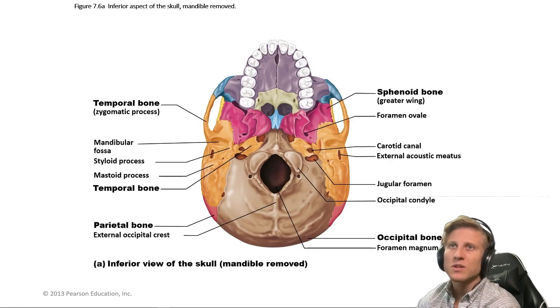Anything else that we need to note here? No, we've basically covered all these. Cool. Congratulations, that's the end of part 1. So those are our cranial bones. Next, we're going to cover our facial bones.